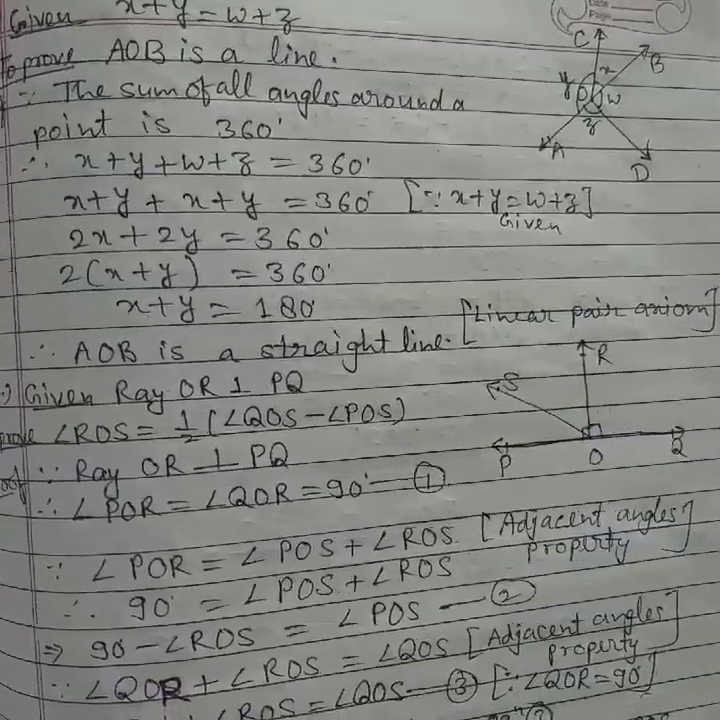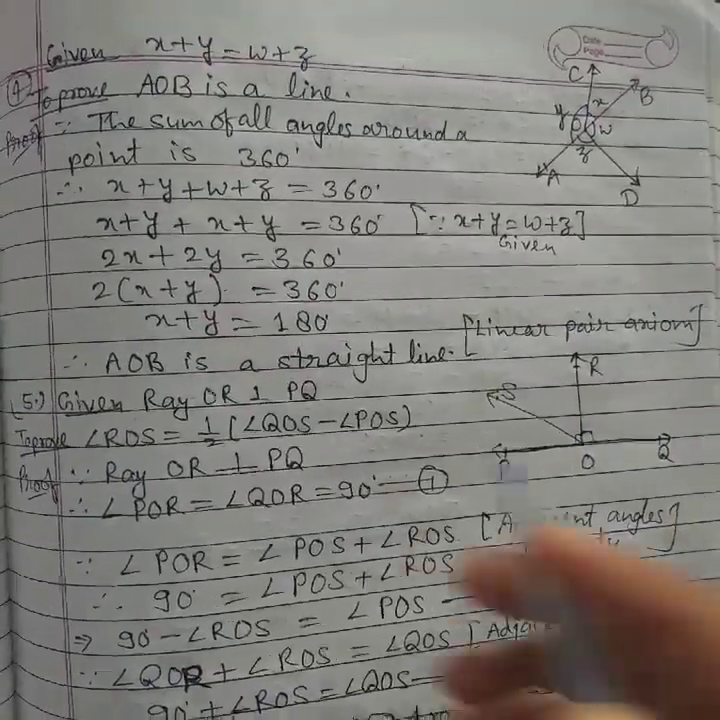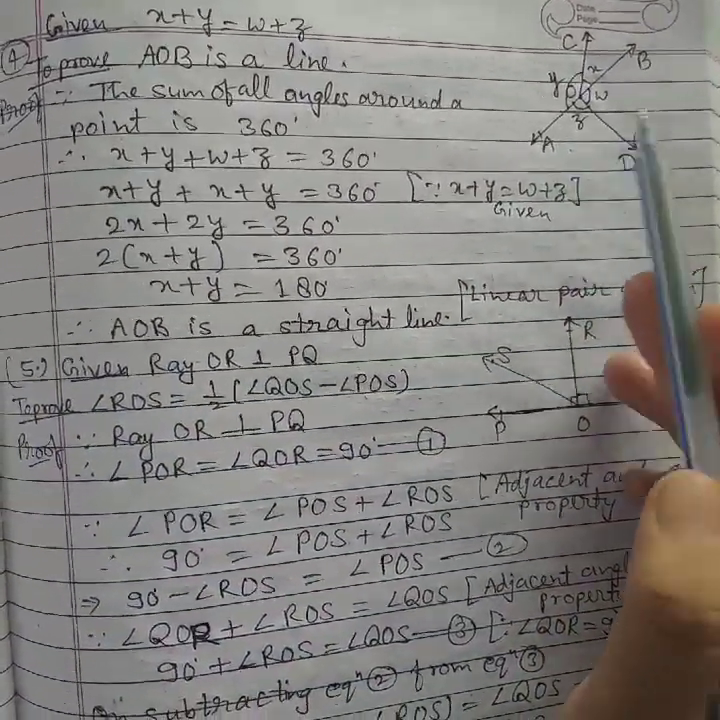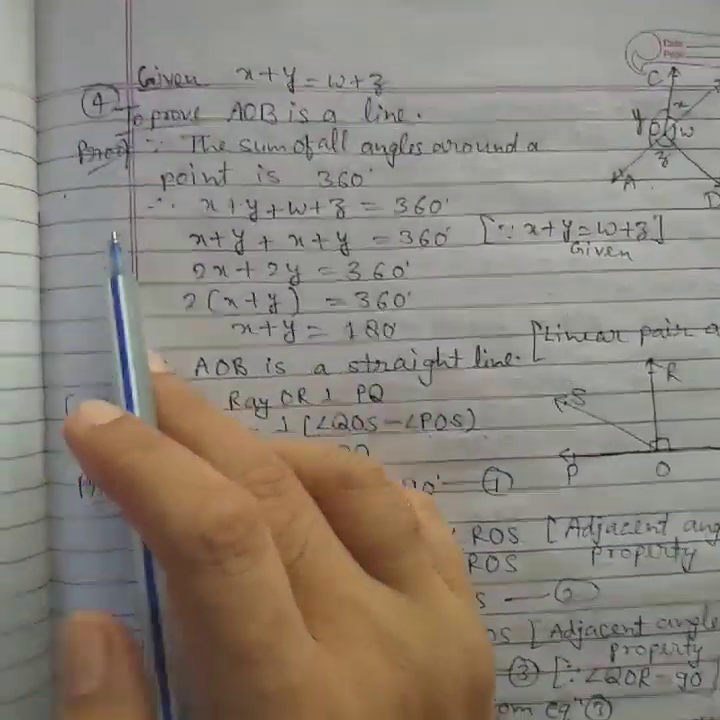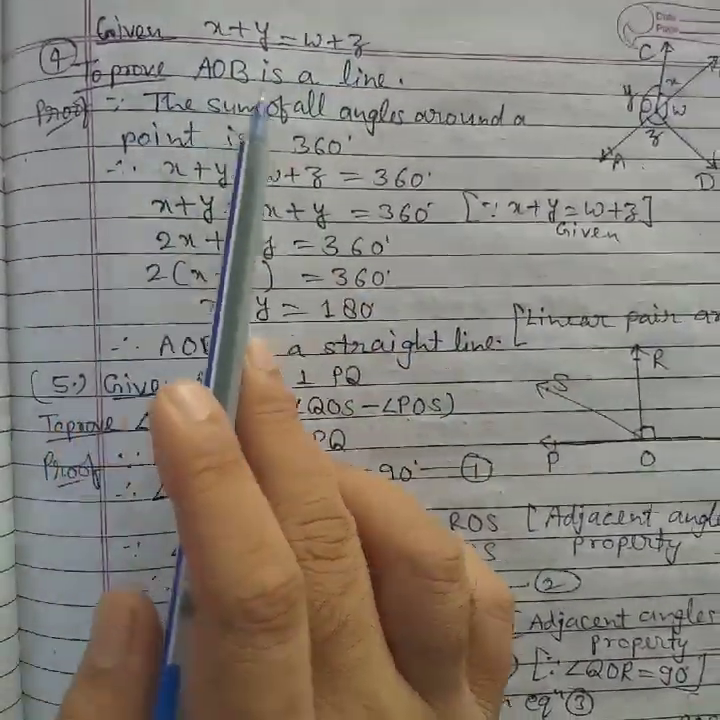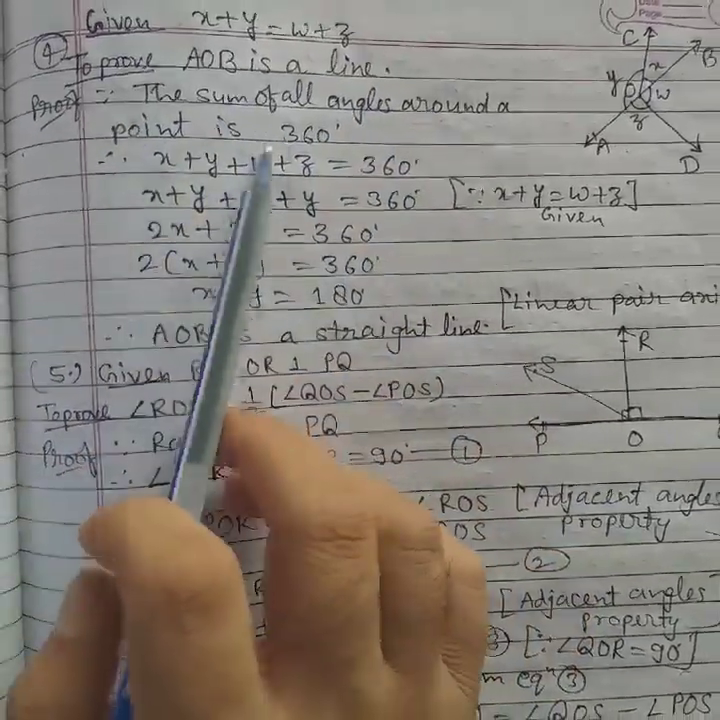But we have to prove this. Then prove that angle AOB is a straight line. So this means we have to prove x plus y equal to 180 or w plus z equal to 180, then AOB is a straight line. Here, since it is given that x plus y equals w plus z, to prove AOB is a straight line, since the sum of all angles around a point is 360 degrees.